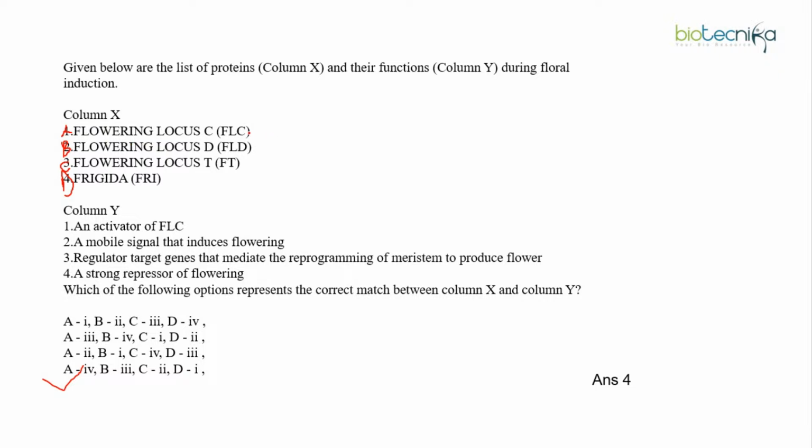Okay, see, flowering locus C, this is a strong repressor, isn't it? So A with 4, is there any option where you are getting A with 4? You only have it in option 4. Nowhere else. So even if you don't know about FLD, FT and FRI, then also you will be able to get the correct answer. Okay, when you have the same options repeated more than once, then it can be a bit confusing. But in this case, they have shown A with 4 only once.